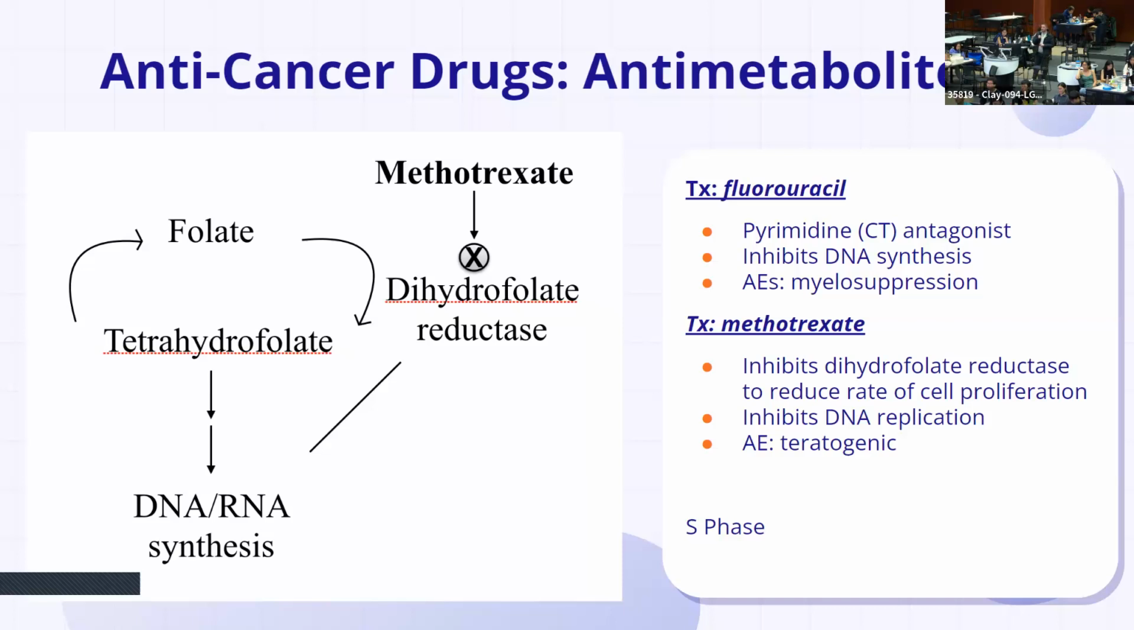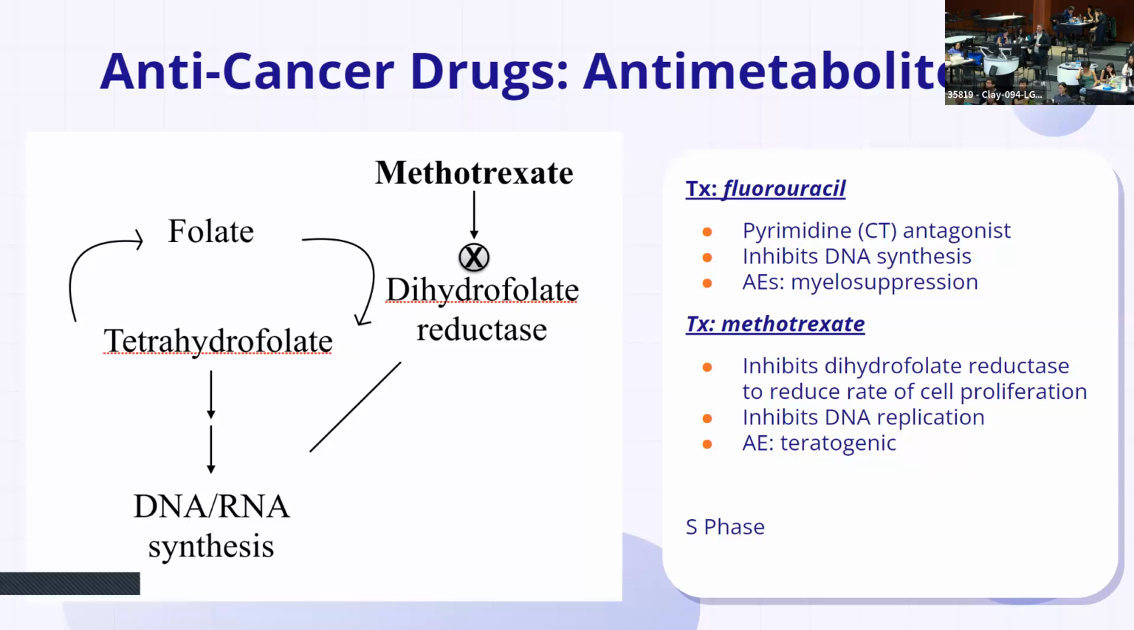Antimetabolites, the two I've given you there are fluorouracil and methotrexate. Fluorouracil will stop DNA synthesis, and when I'm giving you the specific things, just know the overall overarching idea. So fluorouracil inhibits DNA synthesis. A consequence of that, an adverse effect, is myelosuppression, or suppression of bone marrow synthesis.